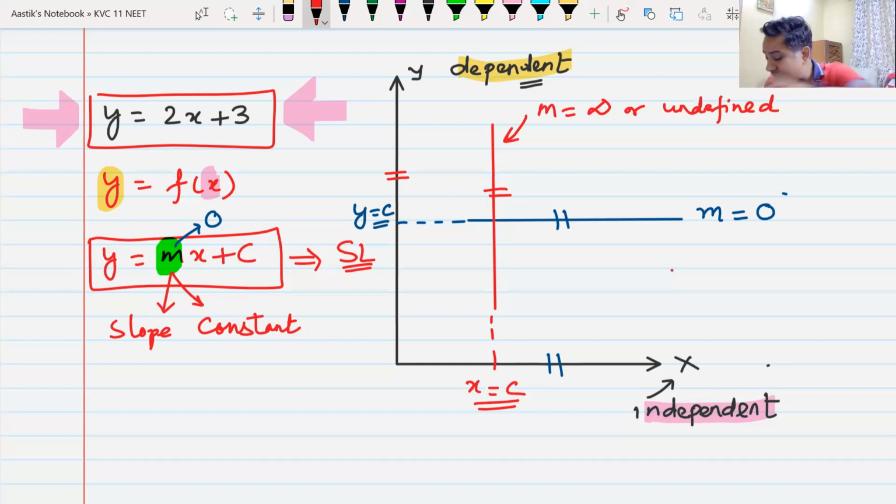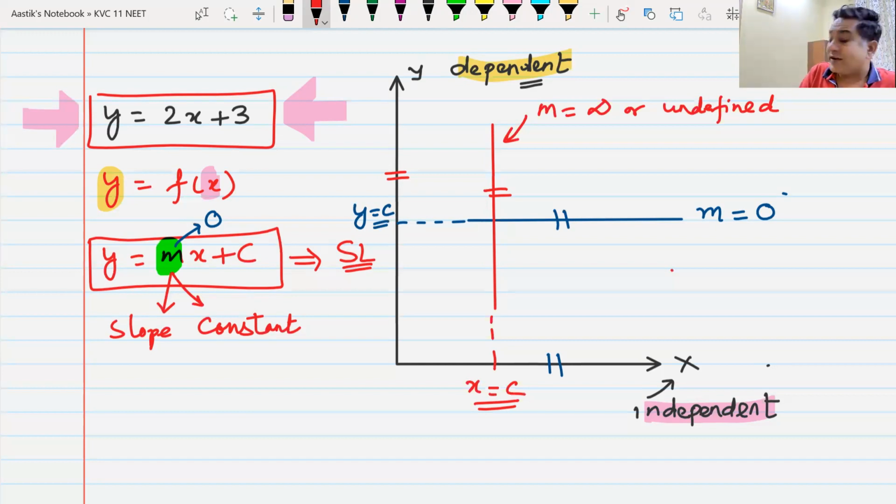X does not change. X is the same, as you can see, but y keeps on changing. Do we understand this? So these are the first two slopes. The first one is a zero slope line. The second one is a constant slope line. Does anyone understand this?